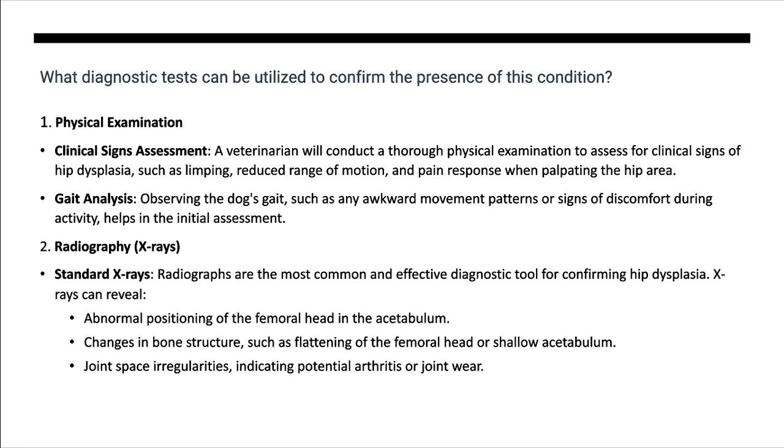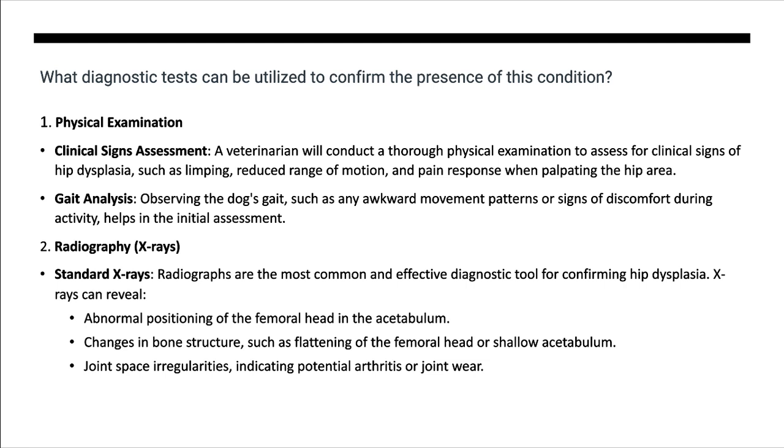So, what diagnostic tests can be utilized to confirm the presence of this condition? I put two here, and there are also many others as well. But first thing first is going to be the physical examination with the veterinarian. The veterinarian will conduct a thorough physical examination to assess for clinical signs of hip dysplasia, such as limping, as we discussed, reduced range of motion, and pain response when palpating the hip area. Gait analysis: they will observe the dog's gait for any awkward movement patterns or signs of discomfort during activity. This helps in initial assessment.